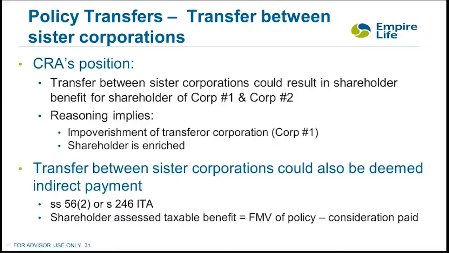The CRA has indicated what criteria it would use to determine whether a corporation has been impoverished. Therefore, advisors should be aware of the possible risk when structuring transactions this way. The transfer between sister corporations could also be deemed an indirect payment and be subject to tax under subsection 56(2) or section 246. The shareholder could then be assessed a taxable benefit equal to the fair market value of the policy in excess of the consideration paid. So there are possibilities, but it is not entirely clear what the tax result will be.